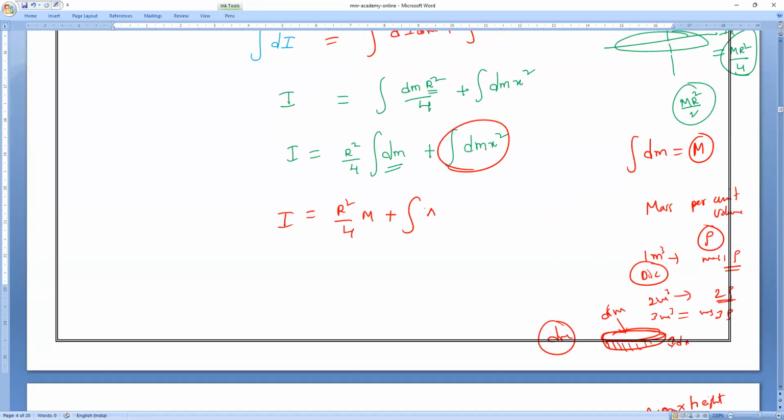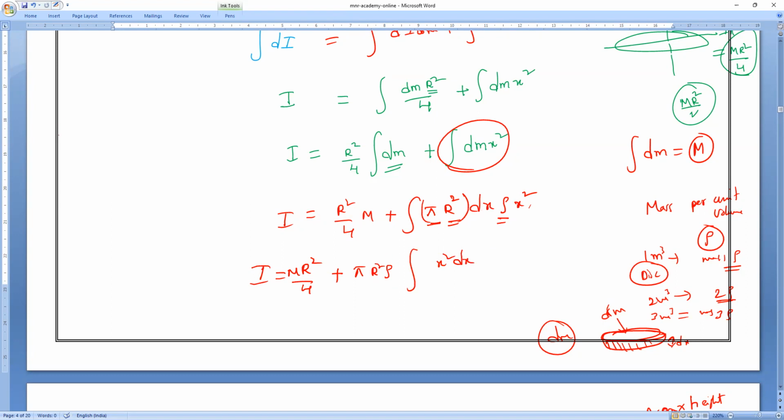Integration of pi r square dx into sigma rho into x square. So that is x square. Now you can see, I is equal to MR square by 4 plus. Now see, what is constant? Pi is constant, r is constant, rho is constant. I'll put all the values: pi r square rho integration of x square dx.